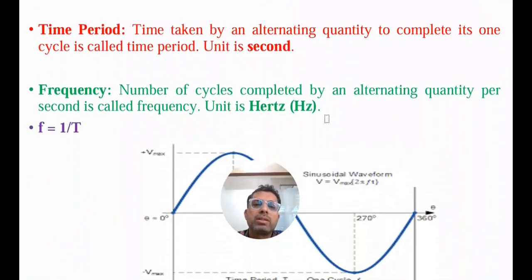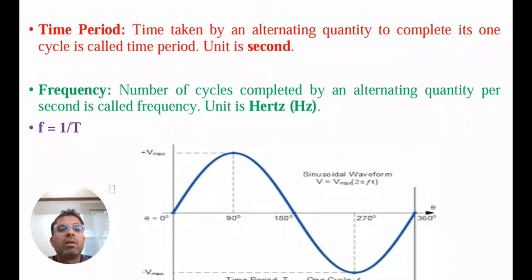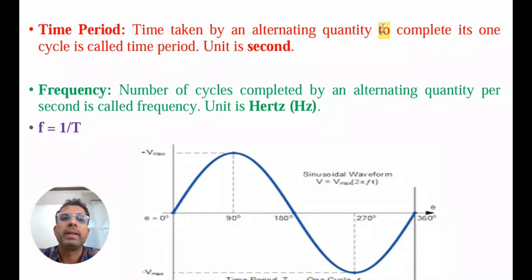Now, what is the meaning of time period? These simple terms can be asked in the examination. What is time period? What is frequency related to this alternating quantity? The time taken by an alternating quantity to complete its one cycle. Very important part. What is meant by cycle? This is the entire cycle, this is one cycle. From this point to this point, the duration is the time period. That is one cycle.